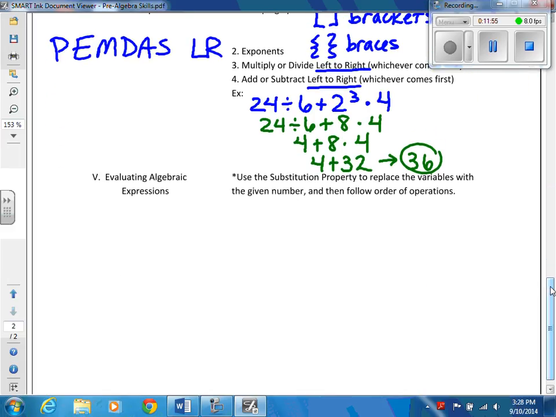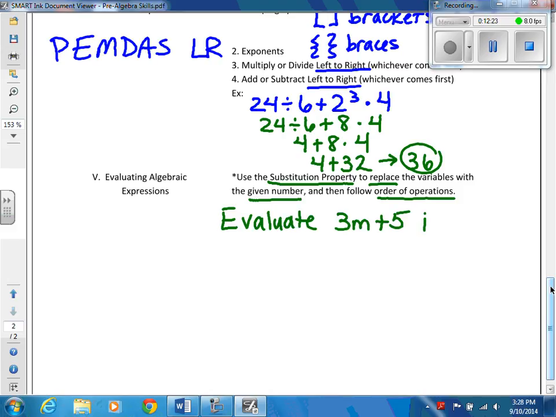The last topic kind of hinges off of order of operations, and that's evaluating an algebraic expression. The only difference between the two is that this one has letters that you have to replace, and order of operations is basically numerical. You are using the substitution property. You are replacing the variables with a given number and then following those order of operations. Okay, so I'm going to give you a pretty basic one just to show you what I'm talking about. We need to evaluate 3m plus 5 if m equals -7.